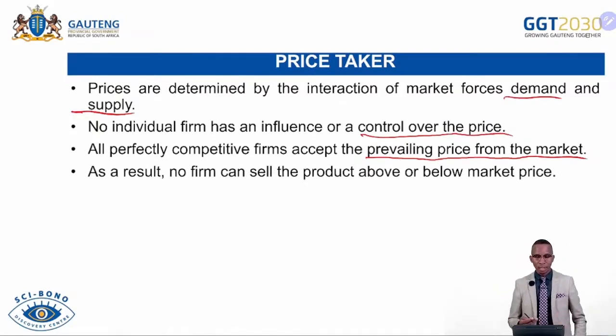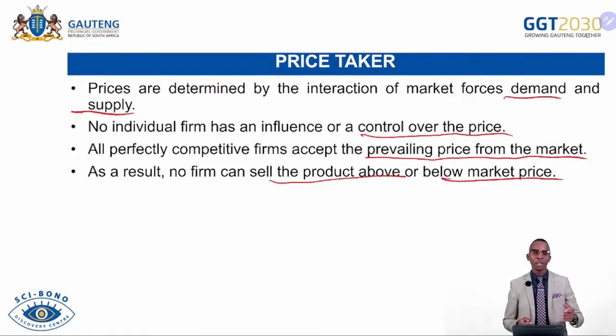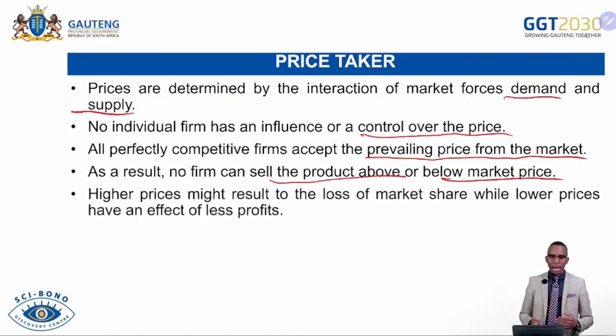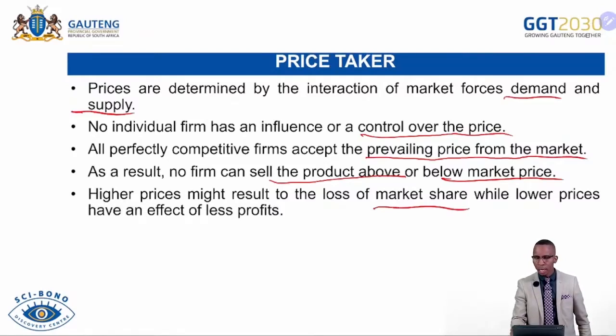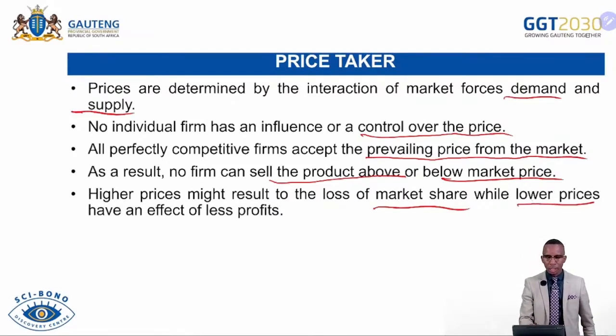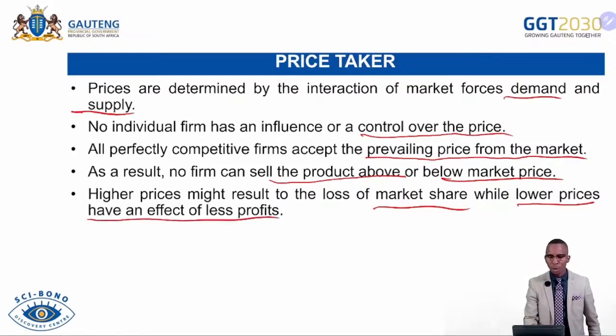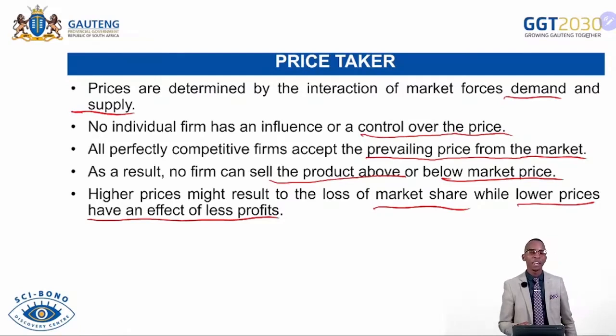As a result, no firm can sell the product above or below the market price. I've answered the question of what happens if the firm does so. High prices might result in a loss of market share, while lower prices can affect the profit. So a firm can have less profit if it is selling below the market price.